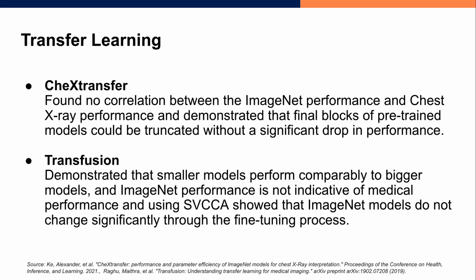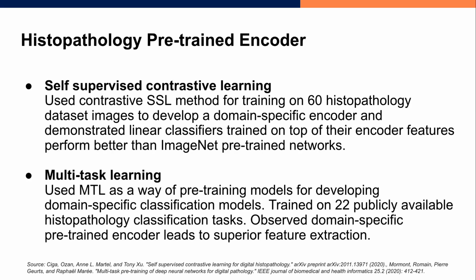Raghu et al. in their work Transfusion demonstrated smaller models perform comparably to bigger models, and Imagenet performance is not indicative of medical performance. Further, using a representation similarity metric, they showed that representations of Imagenet models do not change significantly through the fine-tuning process. Recent availability of multiple small-size and medium-size histopathology datasets has made the development of domain-specific pre-trained encoders using different strategies possible.